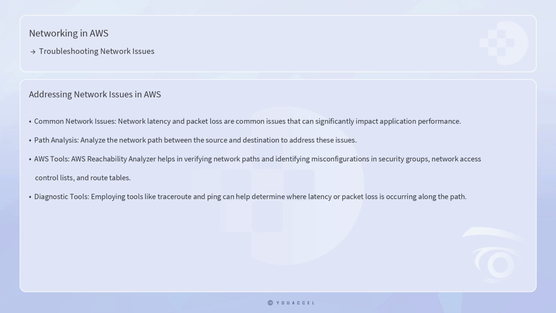Network latency and packet loss are common issues that can significantly impact application performance. To address these issues, it is essential to analyze the network path between the source and destination. AWS provides tools like AWS Reachability Analyzer, which helps in verifying the network paths and identifying misconfigurations in security groups, network access control lists, and route tables. Additionally, employing tools like traceroute and ping can help determine where latency or packet loss is occurring along the path. For example, if latency spikes are observed at a particular hop, it might indicate a problem with the specific network device or segment.